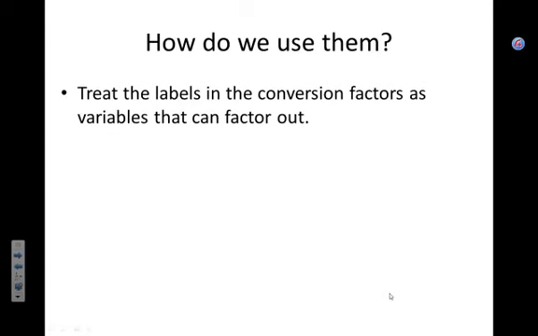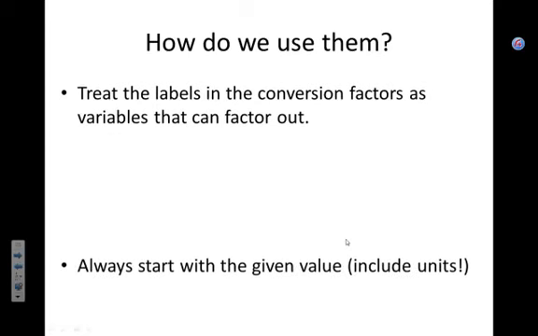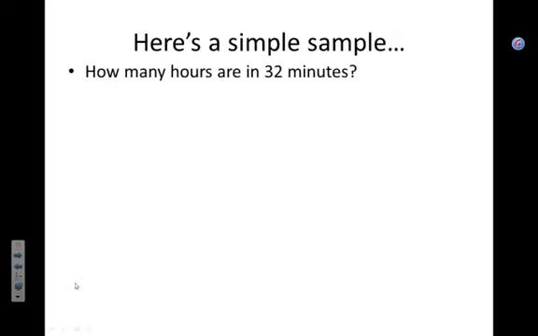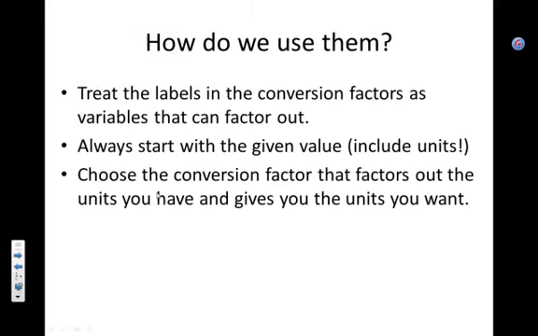Here we go. We're going to treat the labels, like I said, as variables that can factor out. What you want to do is write down the starting value you're given, the value you're converting from, and make sure you write down the units with it. It's hard to factor out units if you don't have them written down. Then you're going to choose a conversion factor that factors out the units you have and gives you the units that you want. So here we go.